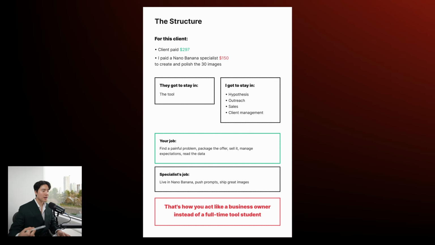For this client, the client paid about $300. I paid a Nano Banana specialist $100 to create a polished 30 images. They got to stay in the tool. I got to stay in hypothesis, outreach, sales, client management. So structure it like this: find a painful problem, package the offer, sell it, manage expectations, read the data. A specialist's job: live in Nano Banana, push prompts, ship great images. That's how you act like a business owner instead of a full-time tool student.